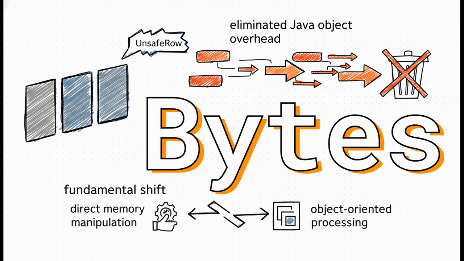Tungsten's solution is brilliant in its simplicity. Just get rid of the object entirely. By using a custom binary format called UnsafeRow, it operates directly on raw bytes in these nice, contiguous memory blocks. It completely eliminates all of that Java object overhead. It's really a fundamental shift away from object-oriented processing and toward direct memory manipulation.